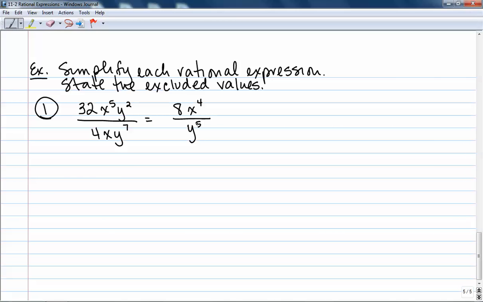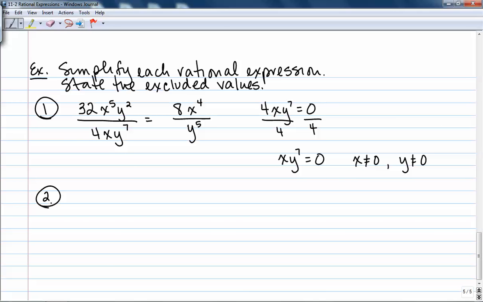Now to find our excluded values, I will take my original denominator, not my simplified denominator, and set it equal to 0. I can divide both sides by 4. So xy to the 7th equals 0. My two excluded values are going to be 0. So x cannot be 0, and y cannot be 0. Because if x is 0, my whole denominator is 0. If y is 0, my whole denominator is 0.